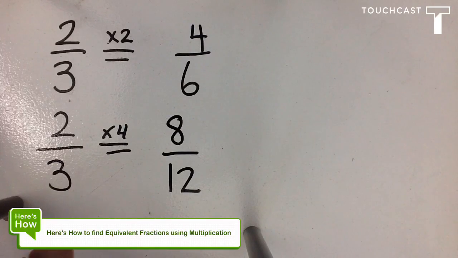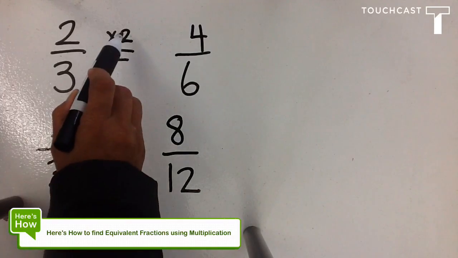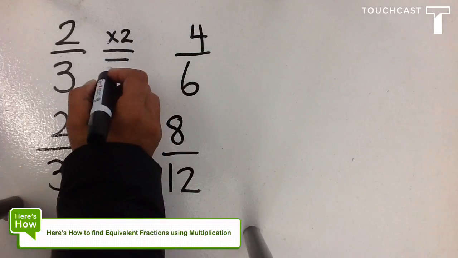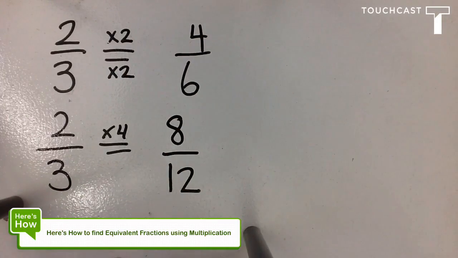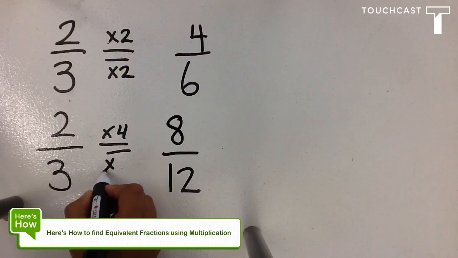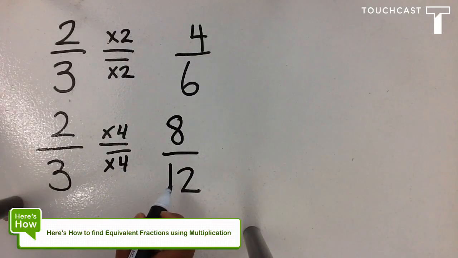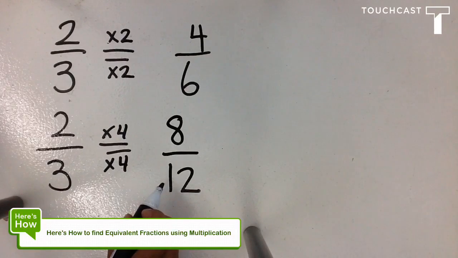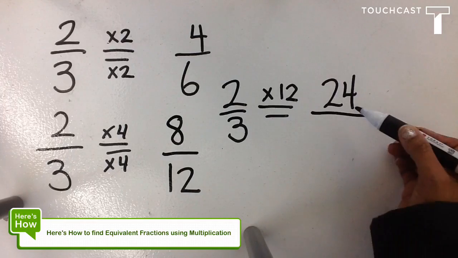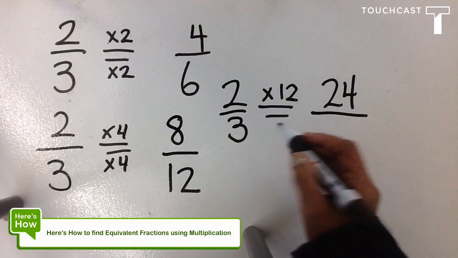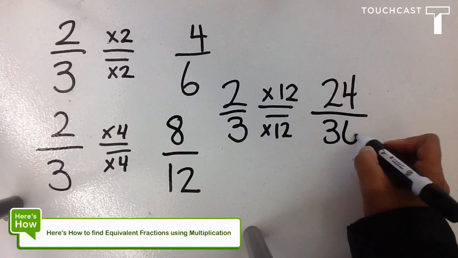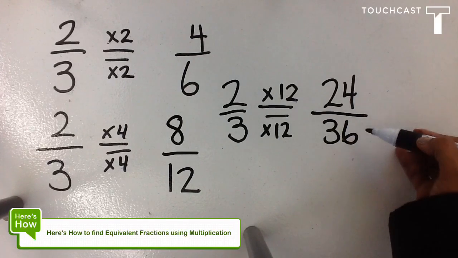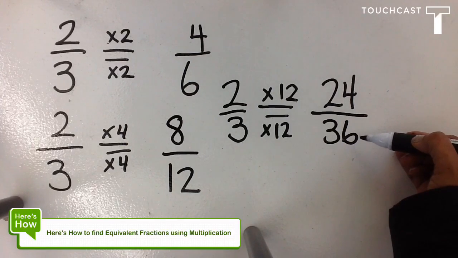I hope you've noticed the pattern that if you do something to the numerator, like multiply it by 2, you must also do it to the denominator, and you will get an equivalent fraction. So if I multiply 3 times 4, I will get 12 and an equal fraction. If I do it to the numerator, I have to do it to the denominator, so I'm going to multiply 3 by 12 and get 36. Now we know that 24/36 is also an equivalent fraction to 2/3.